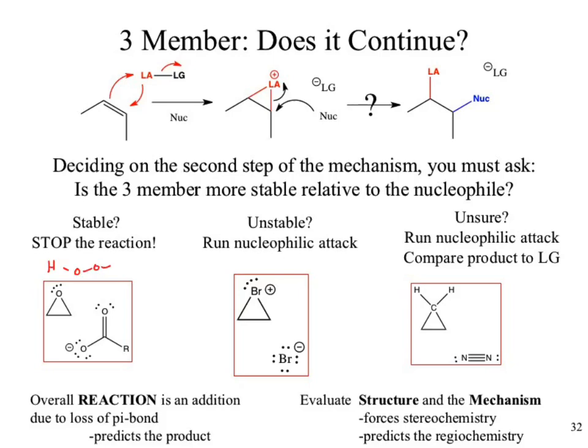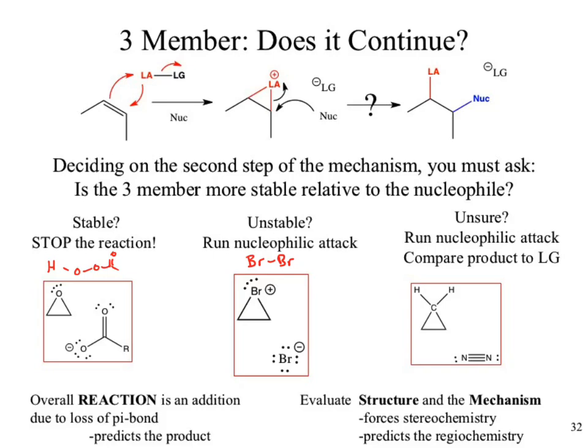So this was the product that came from this guy. This one came from Br2. What do you think? Three-membered ring, stable, unstable? Unstable because? Charged. Okay? So, if it's unstable, what should we do?